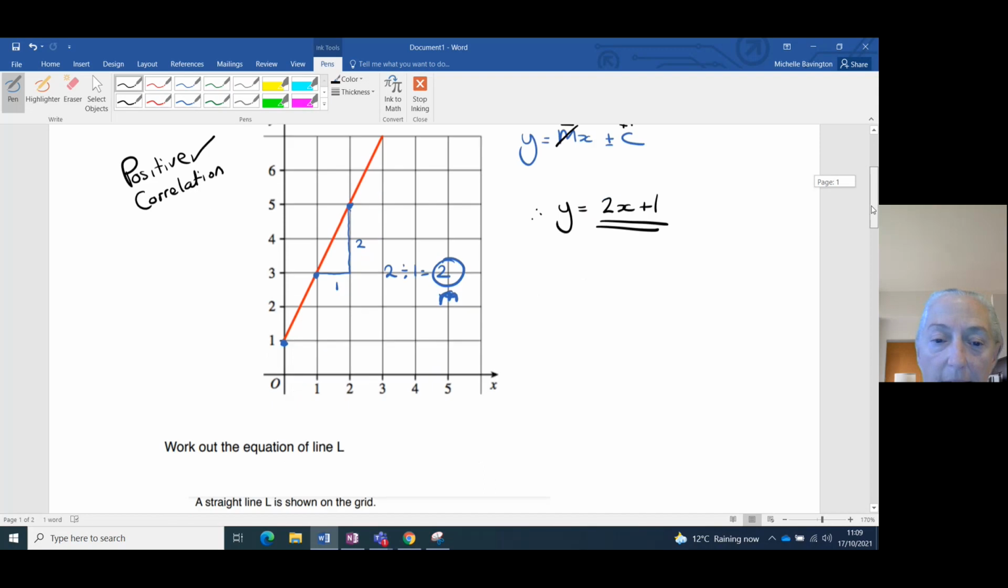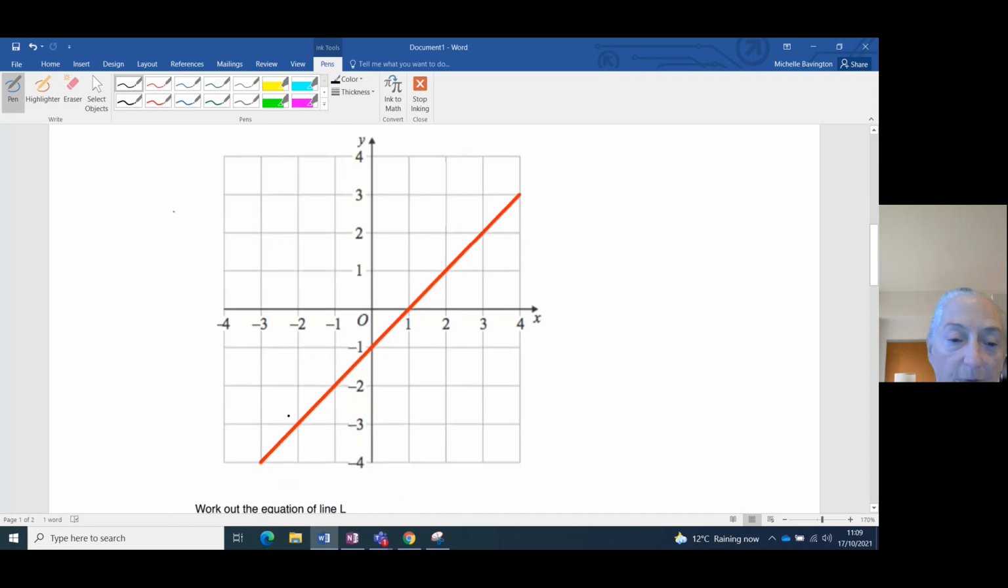Let's have a look at another one. Right, we're going to work out the equation of the line. So I'm going to go corner to corner. Going to draw the line. Use a ruler. I'm not very straight on mine, but hey, you get the idea. How many squares? Let me write y equals mx plus c. Let's have a look. 1, 2, 3, 4. 1, 2, 3, 4. 4 divided by 4 equals 1.